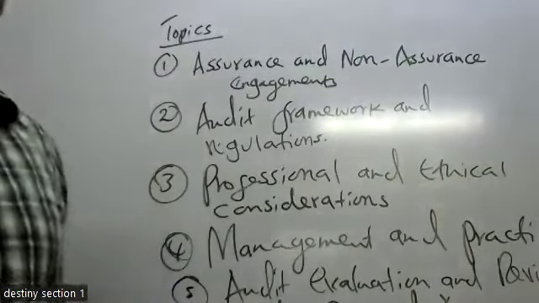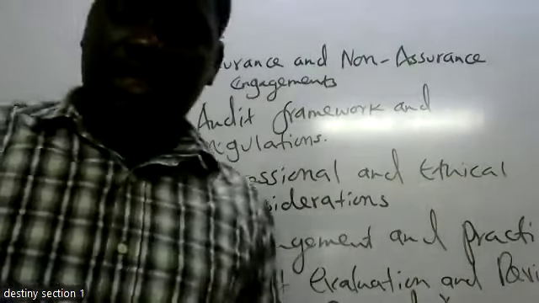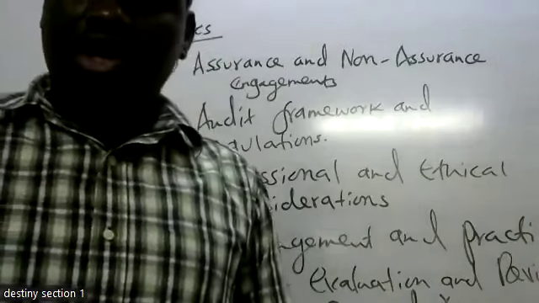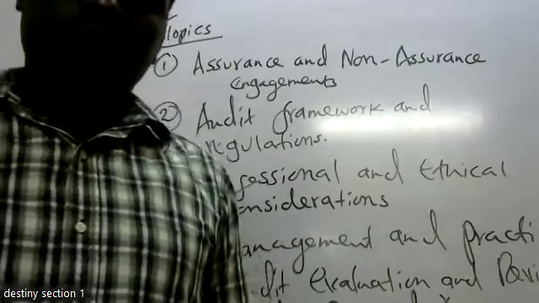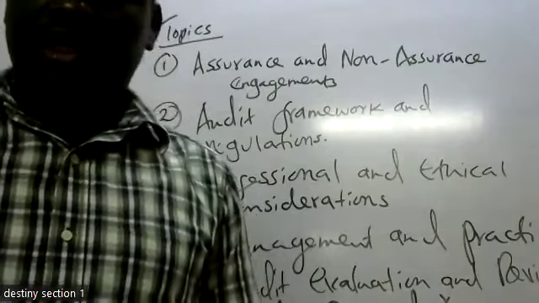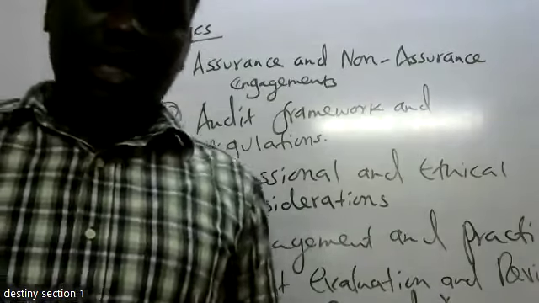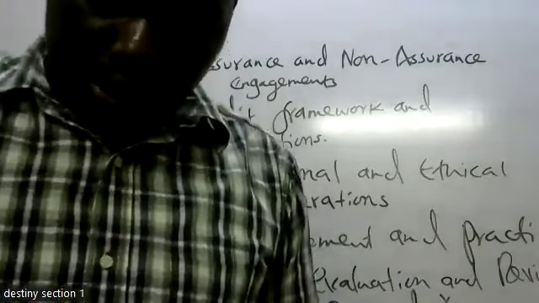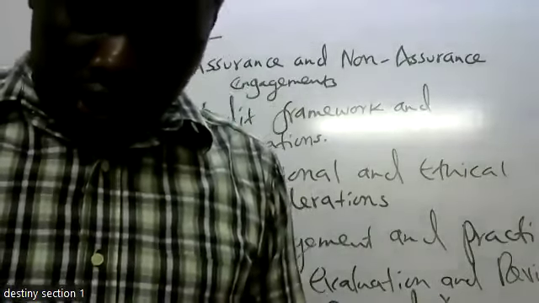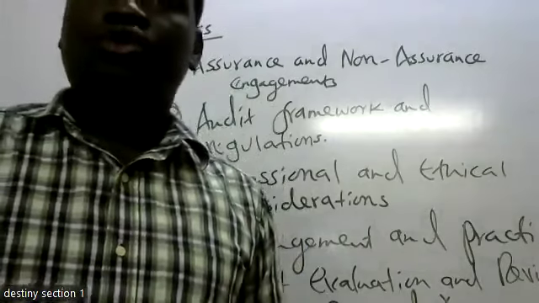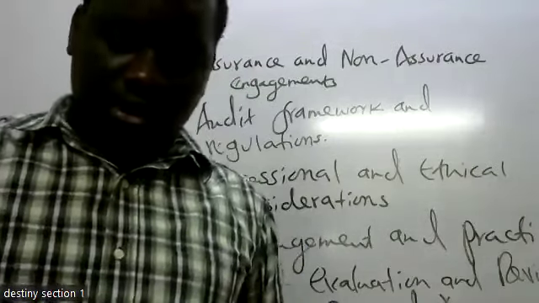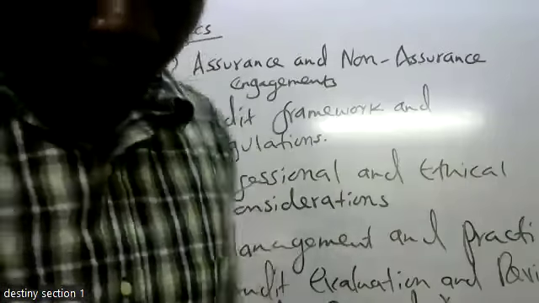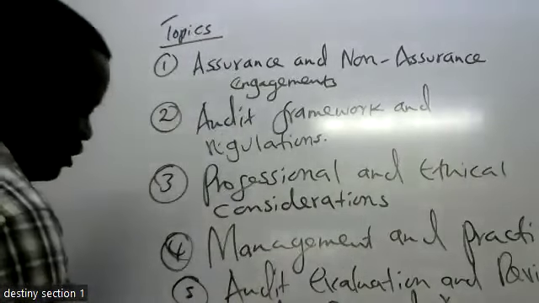The next, number six, is audit related assurance services. In this area, we shall be looking at other aspects of our audit related services, like social audit, environmental audit aspects, integrated accounting processes, things to do with IT systems or IT control systems, etc.